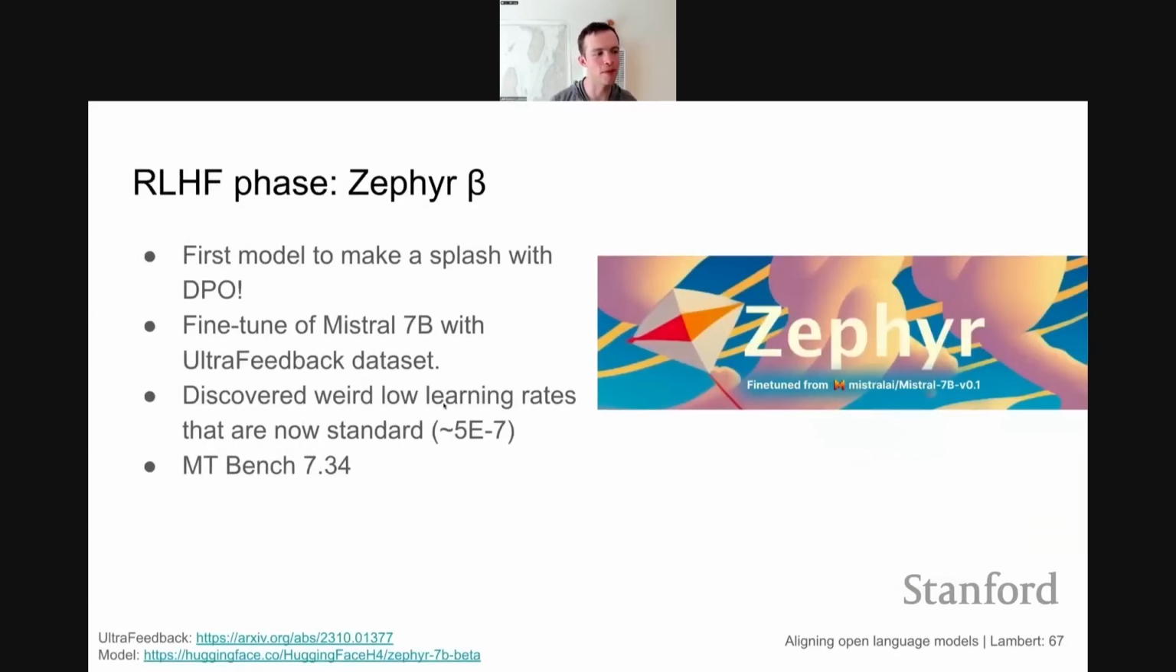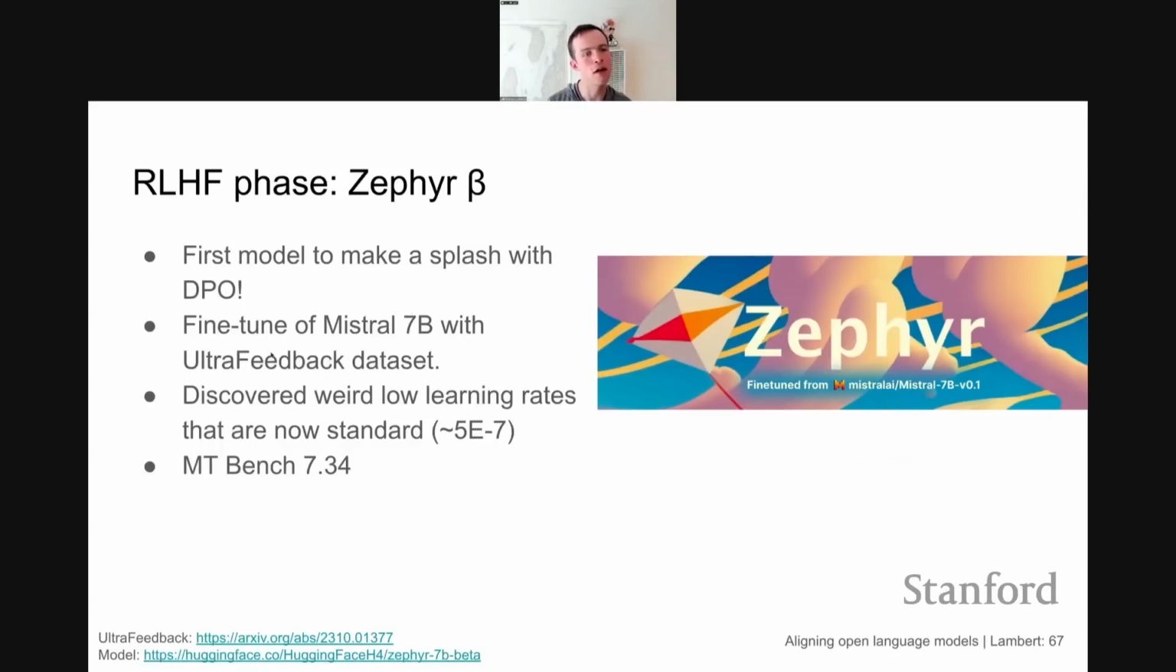So what really made this debate kick into gear was the release of the Zephyr beta model from HuggingFace. It was after I left HuggingFace for the team I was on, and it was the first model to make a splash with DPO, and it was a big step up in how models were perceived. This model was added to like the You.com search engine, and people were using all sorts of crazy things, so it just felt really good to use. It was building on this better base model.